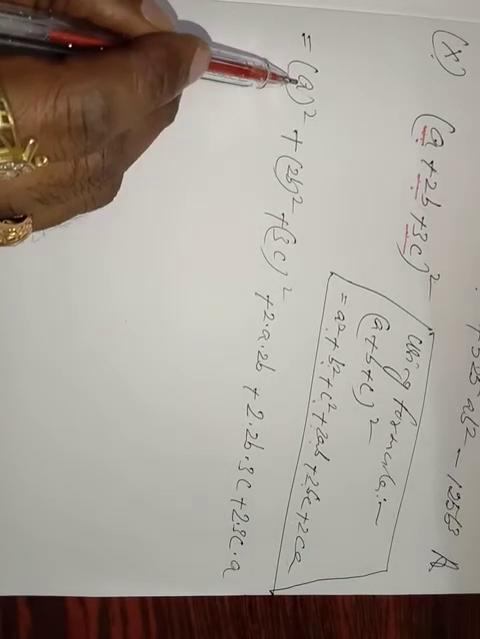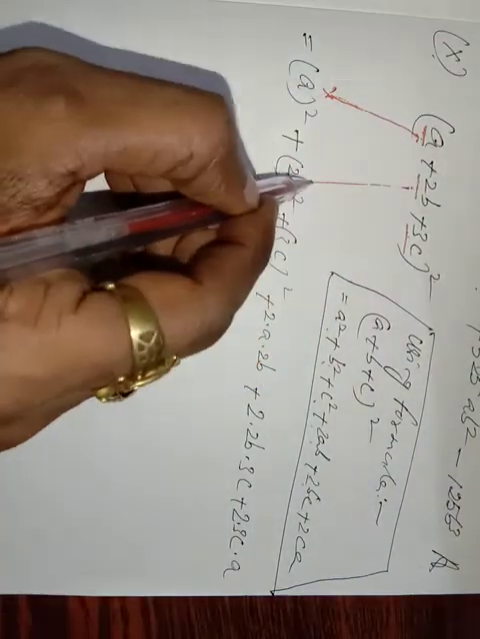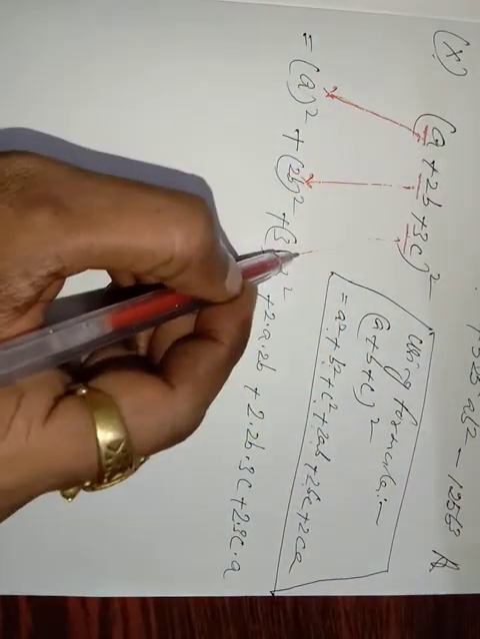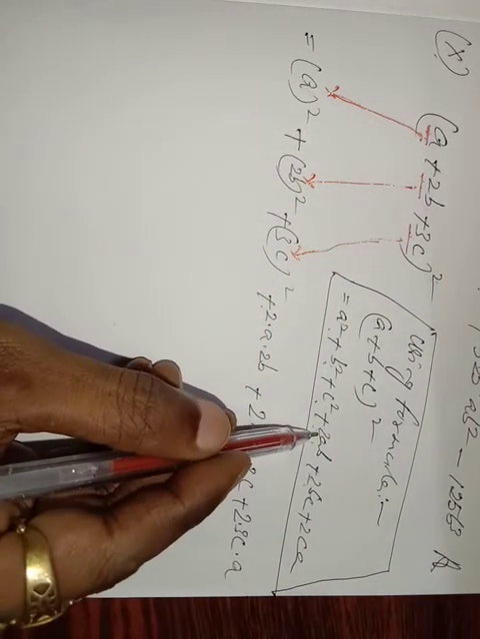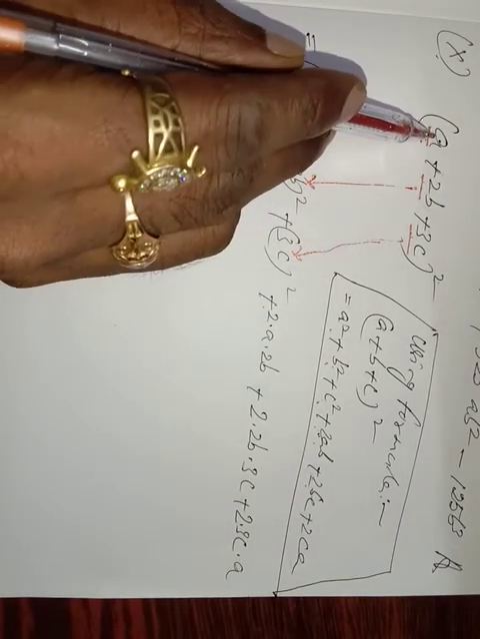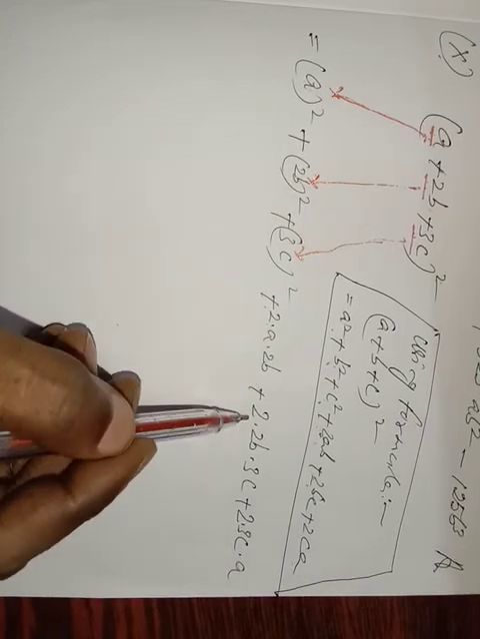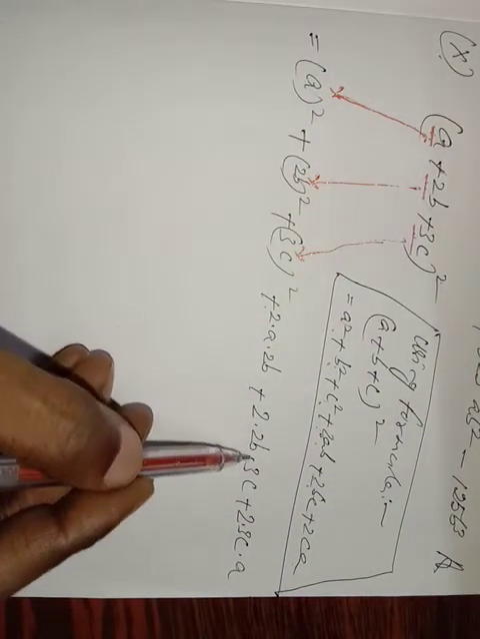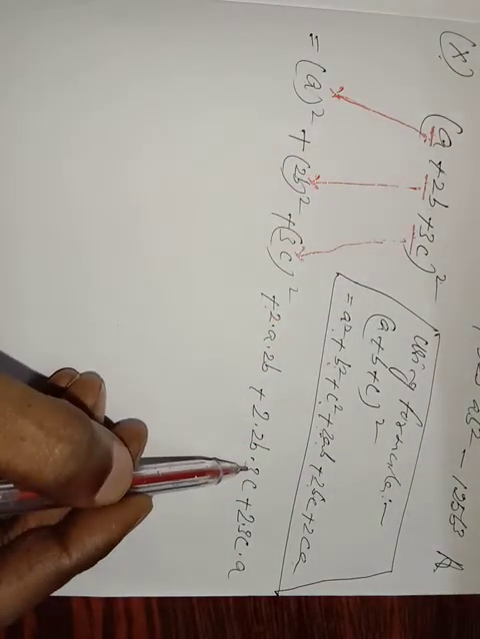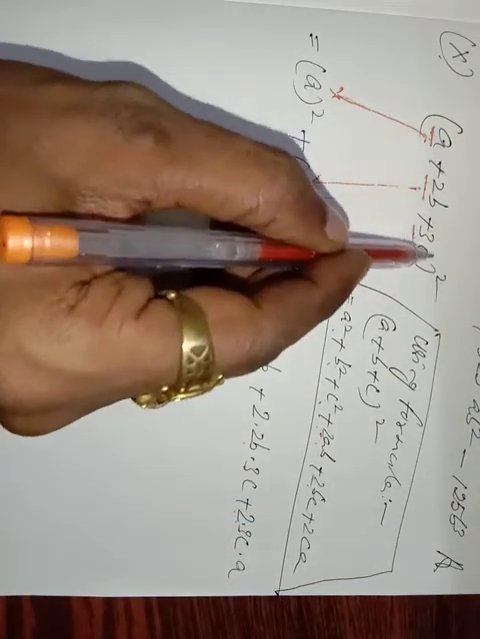In the same way, a means a whole square, b means (2b) whole square, c means (3c) whole square. Next, as per the formula, 2ab means 2 into a into 2b, plus 2bc means 2 into 2b into 3c, plus 2ca means 2 into 3c into a, where a is given.